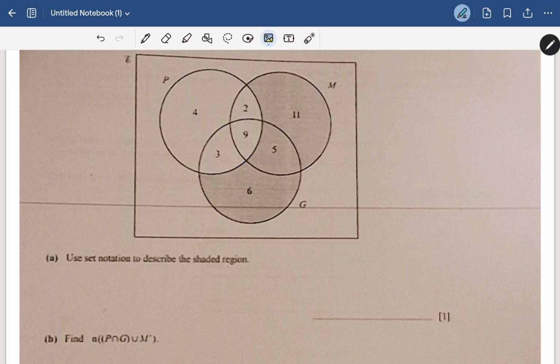So again, let me repeat. We have M and we have G. So we can say we have M in union with G. If we have M union G, it will be all of this. But we are missing what? We are missing this part over here. Now this part, if you think about it, it is part of P. And to remove this part from the intersection, that means we're going to be taking P complement.